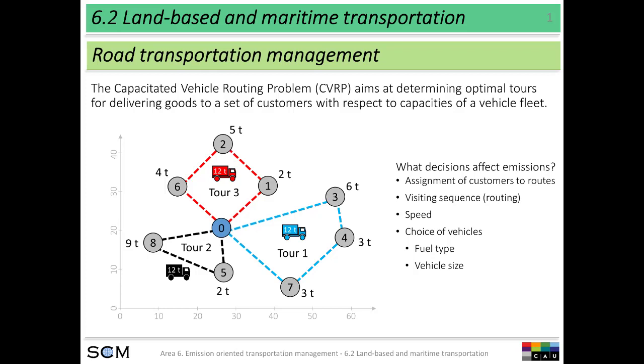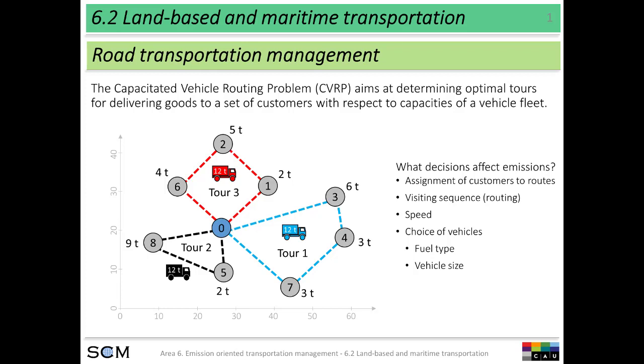Road transportation is often treated as a so-called capacitated vehicle routing problem, which aims at determining optimal tours for delivering goods to a set of customers with respect to capacities of a vehicle fleet. In this small example here, you see 3 routes conducted by 3 trucks, and each of the trucks starts from some depot in node 0, visits some of the customers, and then returns to the depot.